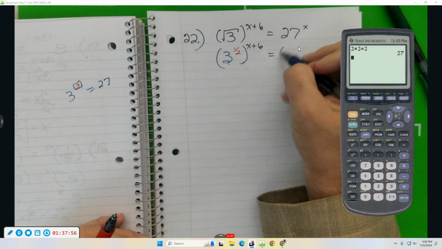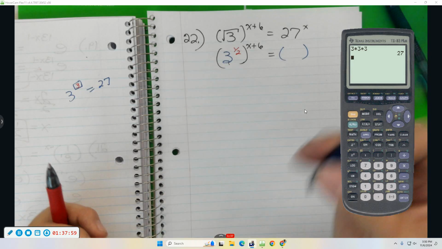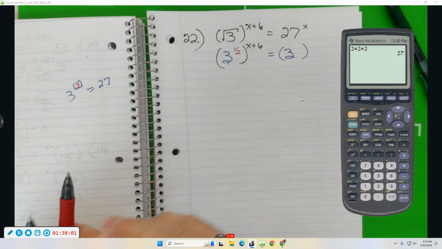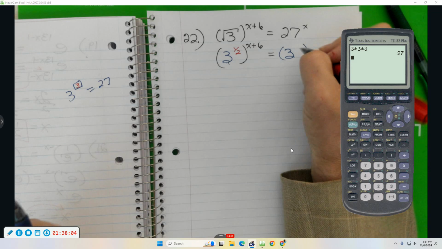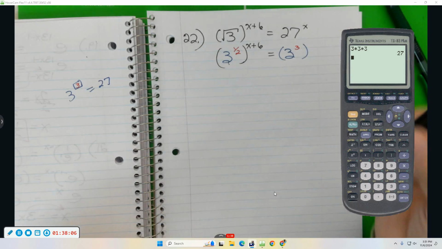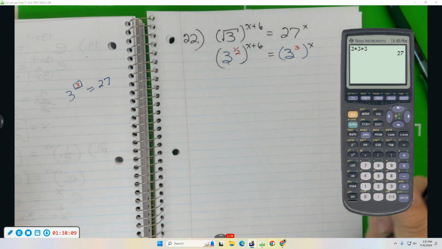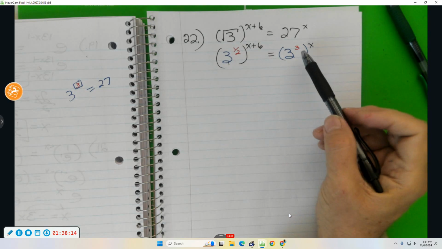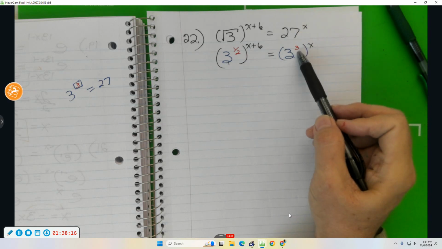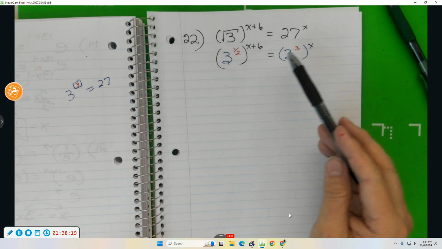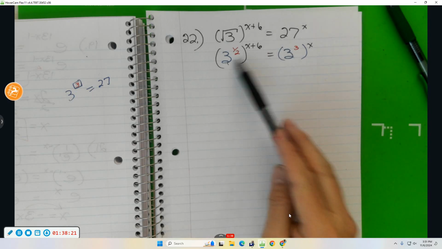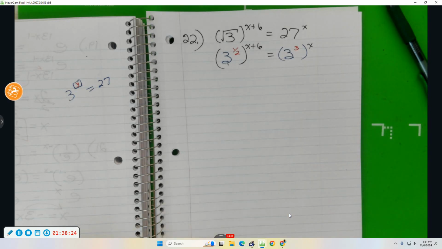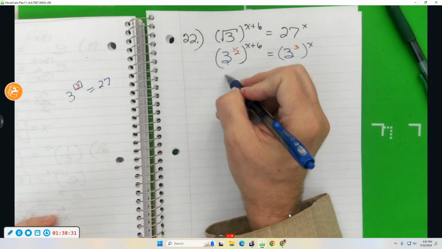So we have a 3 cubed, and what's that exponent there? An x. I wrote the square root of 3 as 3 to the 1/2. I wrote 27 as 3 cubed. Now we have a power raised to a power on both sides. What are we going to have to do? We can't drop the 3's yet because we still have parentheses. Powers raised to powers, we will multiply.